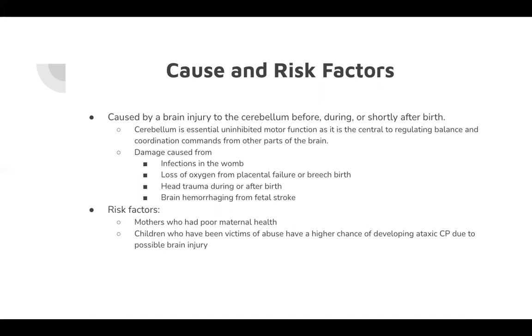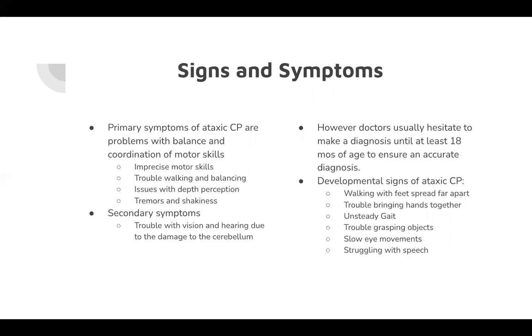Risk factors: a mother with poor maternal health, or children who have been victims of abuse, have higher chances of developing ataxic CP due to possible brain injury. Signs and symptoms. The primary symptoms of ataxic CP are problems with balance, coordination, and motor skills, imprecise motor skills, trouble walking and balancing, issues with depth perception, tremors, and shakiness. Secondary symptoms: troubles with vision and hearing due to the damage to the cerebellum.